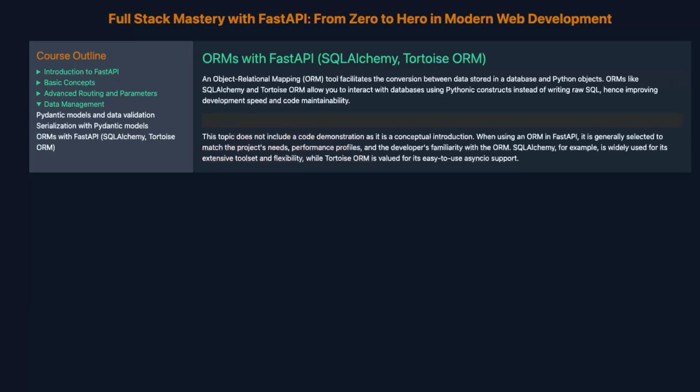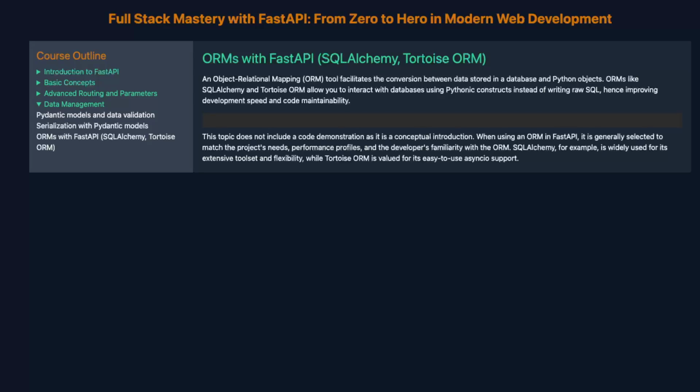ORMs with FastAPI, SQLAlchemy, Tortoise ORM. An object relational mapping (ORM) tool facilitates the conversion between data stored in a database and Python objects. ORMs like SQLAlchemy and Tortoise ORM allow you to interact with databases using Pythonic constructs instead of writing raw SQL, hence improving development speed and code maintainability. This topic does not include a code demonstration, as it is a conceptual introduction.